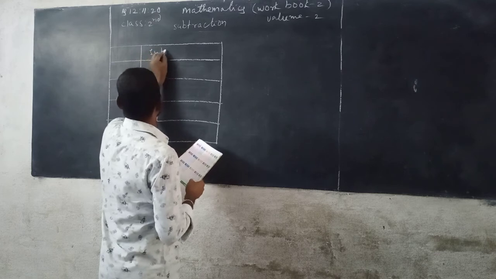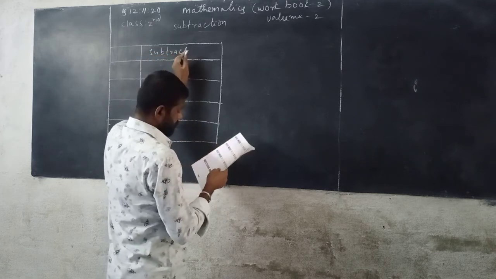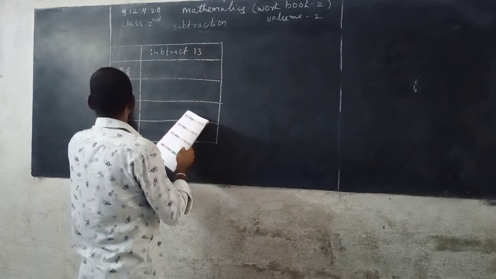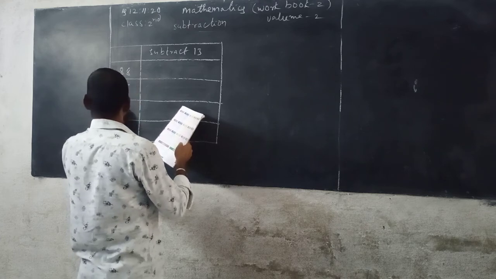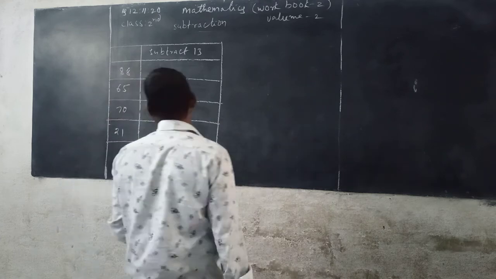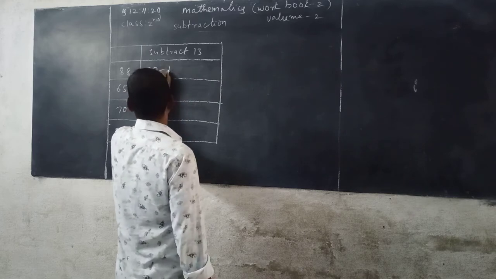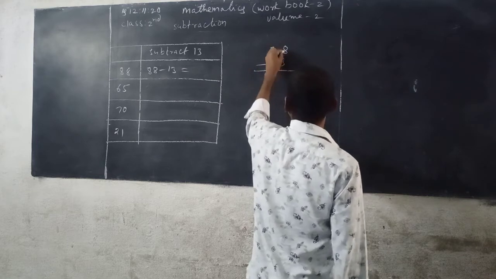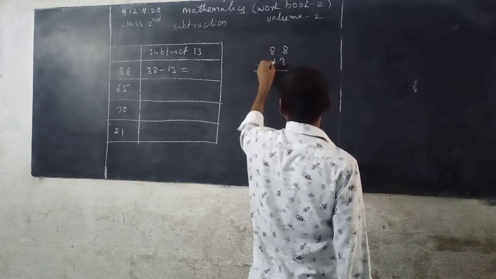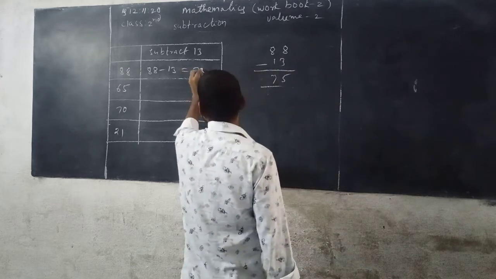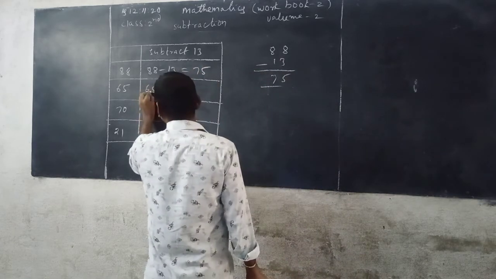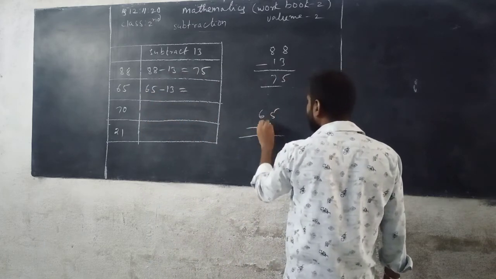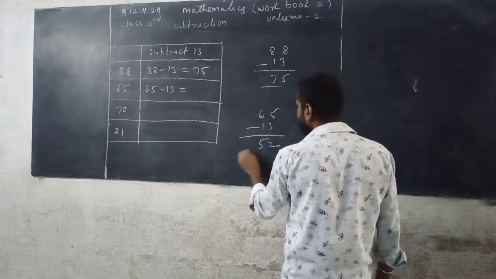Now next, subtract 13. See here: 88, 65, 70, 21. 88 minus 13. 8 minus 3, you can get 5. 8 minus 1, you can get 7. 75. Next, 65 minus 13. 5 minus 3, you can get 2. 6 minus 1, you can get 5. 52.